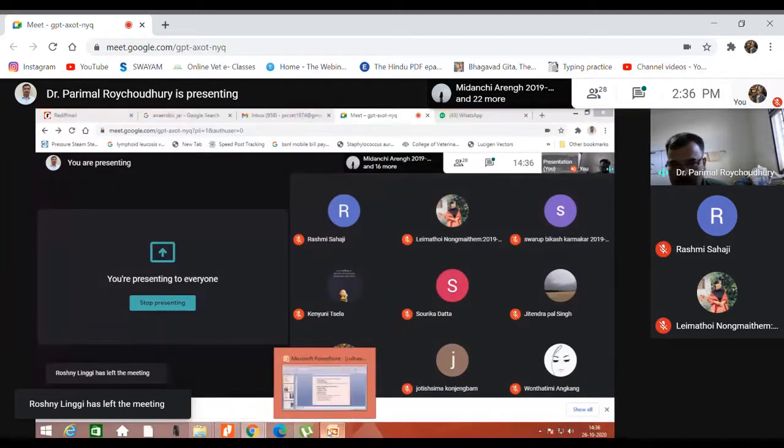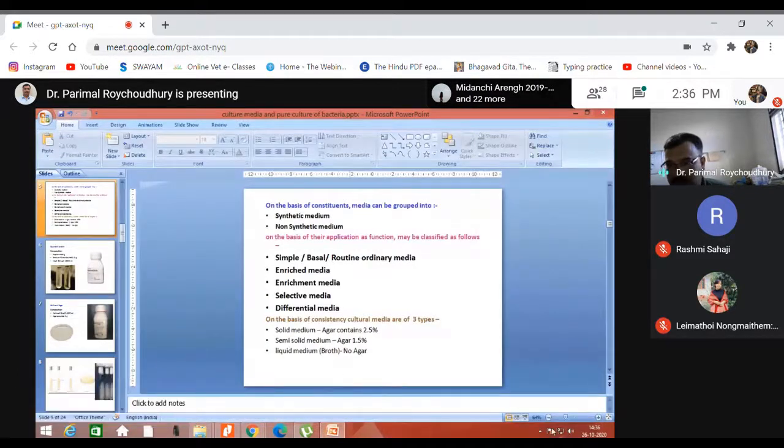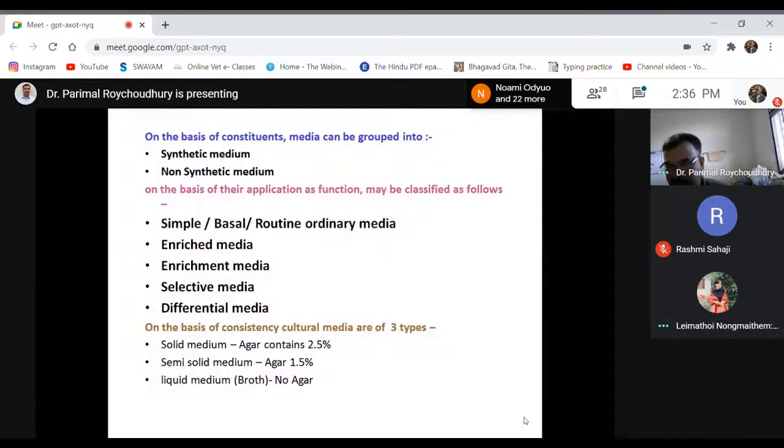Should I continue? Can you see the slide? Yes, sir. Okay, fine. So this we probably discussed in one of the theory classes: synthetic, non-synthetic media, simple, routine media, enriched media, enrichment, selective, differential. Should I go for explaining all this again, or I guess we discussed these things in one of the theory classes.